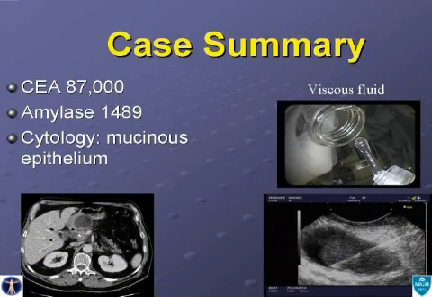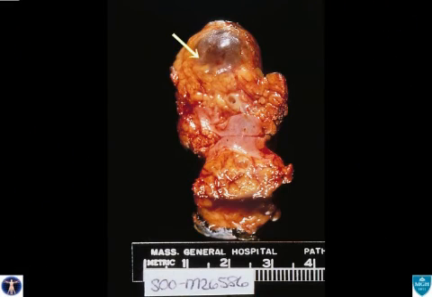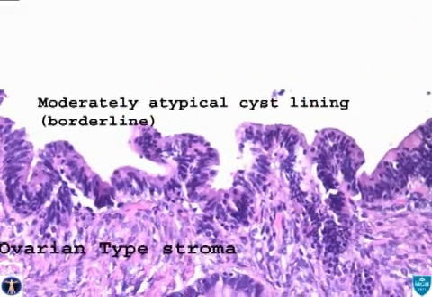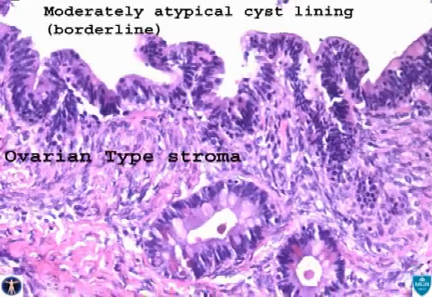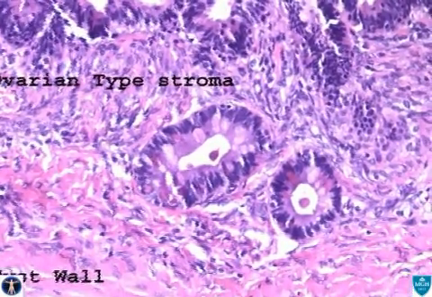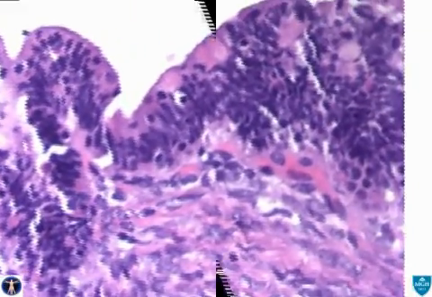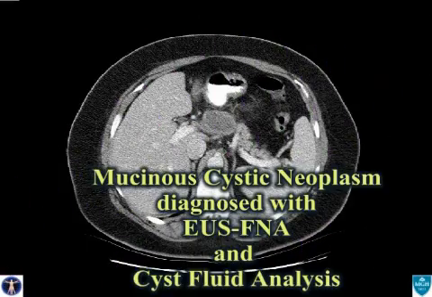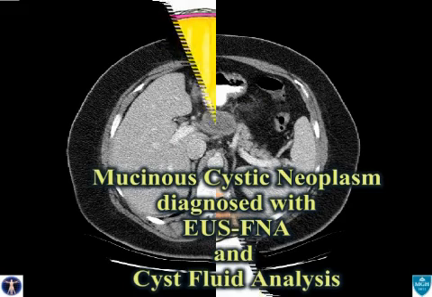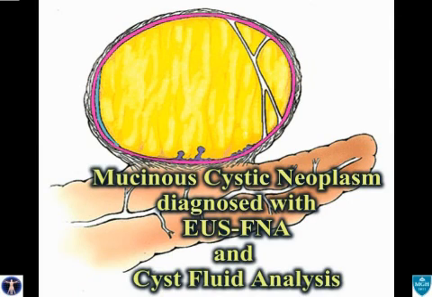In summary, we have a 60-year-old woman with a focal mucinous cystic lesion with a cyst fluid CEA of 87,000. The cystic lesion was resected, and histologically we can see evidence of a moderately atypical cyst lining based over an ovarian stroma. The ovarian stroma is nearly diagnostic of a mucinous cystic neoplasm. On more careful examination, we can see that there's evidence of atypia in the border of the neoplasm. In summary, this is a mucinous cystic neoplasm that was diagnosed with FNA and cyst fluid analysis.